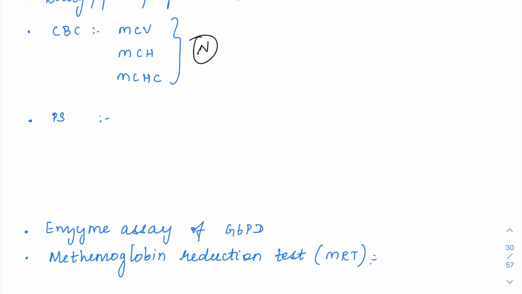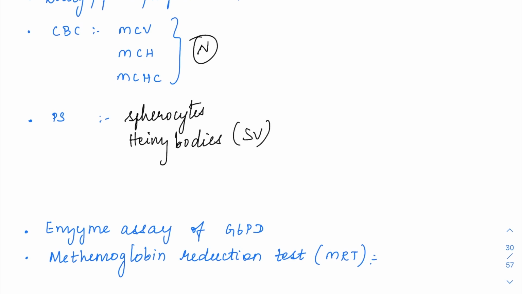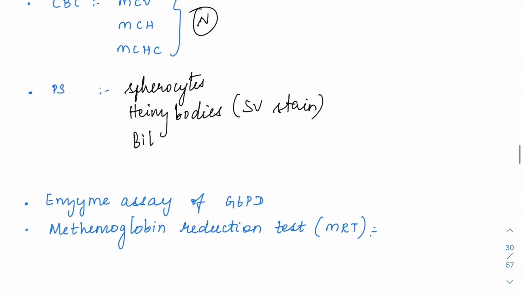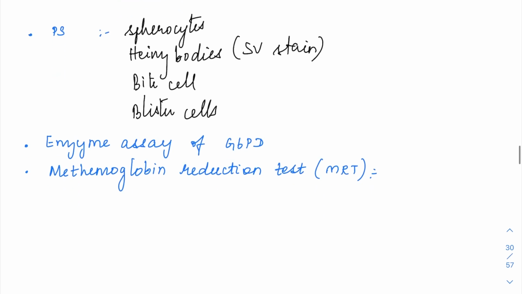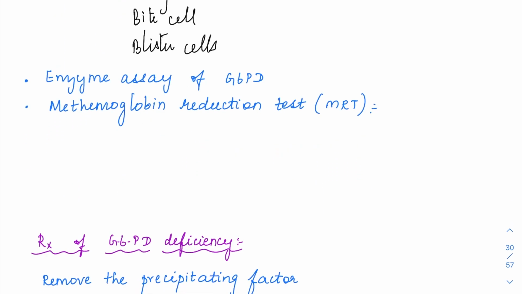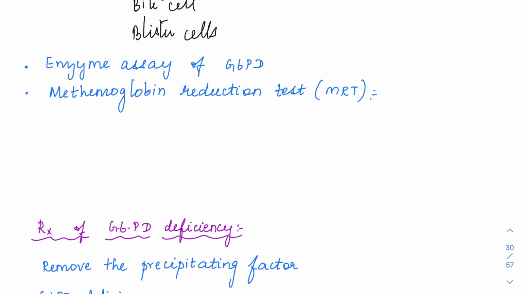Okay, so on peripheral smear, you see the same four findings. You can see the presence of spherocytes, Heinz bodies on supravital stain actually. Then we see bite cells or degmacytes, and then we see blister cells. Okay, so what is the test to diagnose G6PD? The confirmatory test is to check for the enzyme level. So an enzymatic assay for G6PD should be done, which is going to be low. And then there is a screening test, also called the methemoglobin reduction test. So the MRT is a screening test for G6PD deficiency.